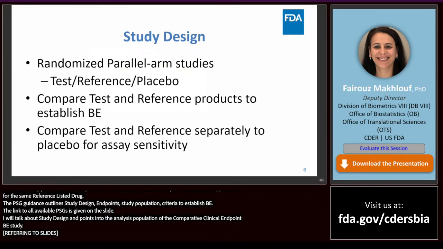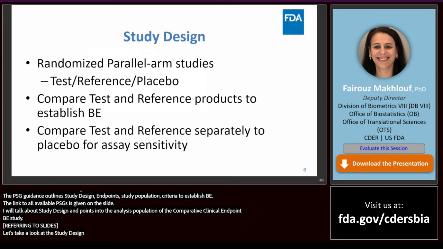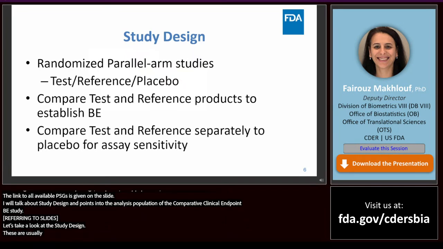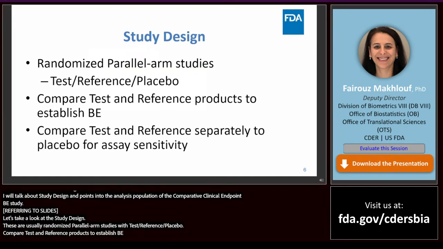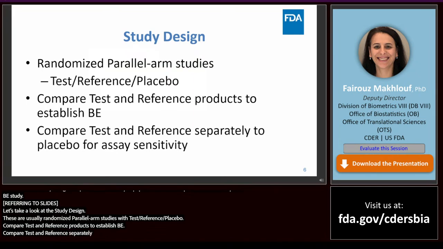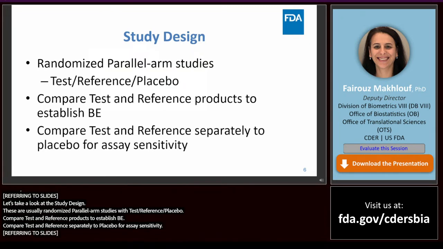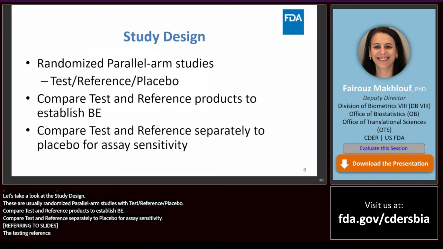The comparative clinical endpoint bioequivalence studies are usually randomized parallel arm studies with test, reference, and placebo. The test and reference comparison are used to establish bioequivalence. Assay sensitivity, which is the fact that both test and reference products have effects in the study, is determined based on the superiority of both the test and reference products over placebo. The test and reference will be compared separately to placebo.